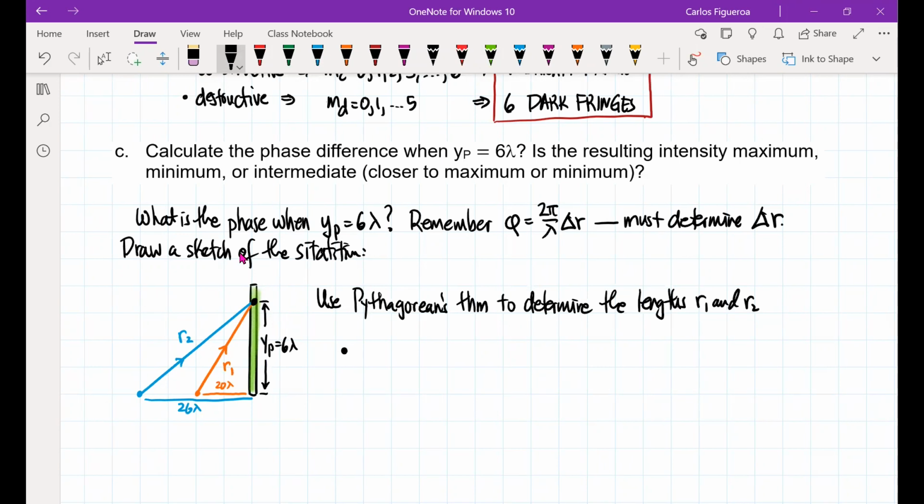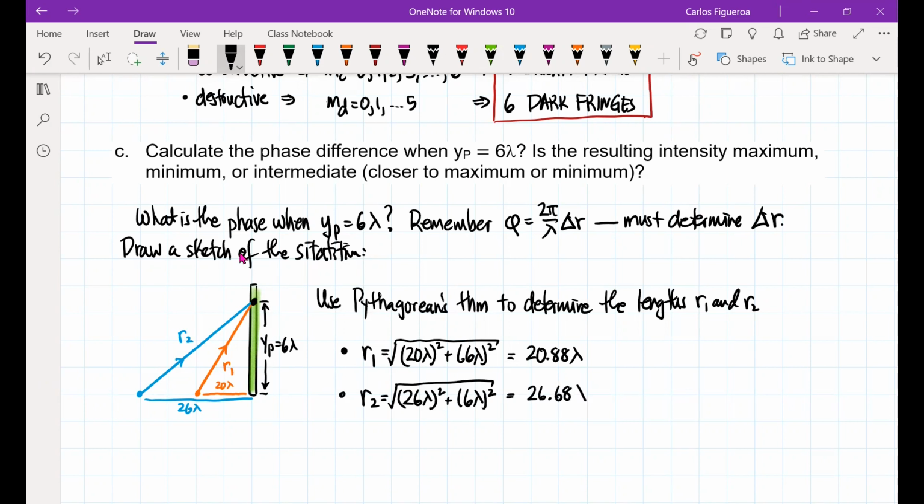Look at the orange triangle. To get R1, it's the sum of the sides, which will be 20 lambda squared plus 6 lambda squared, square rooted. If I factor out the lambda squared, this gives me 20.88 lambda. Now I'm going to do the exact same thing for R2. R2 is 26 lambda squared plus 6 lambda squared, square root, and from a calculator this value is 26.68 lambda.